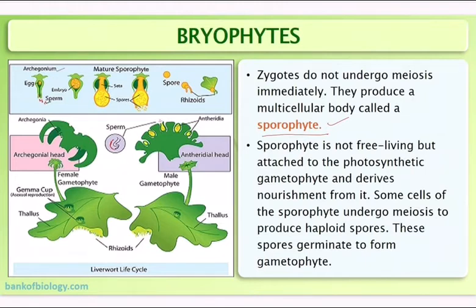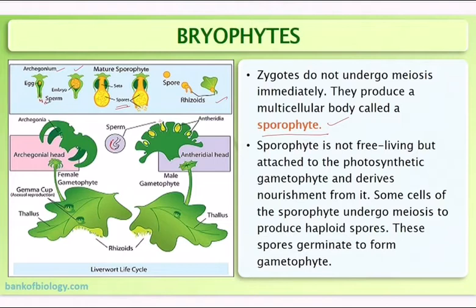Zygotes do not undergo meiosis. Immediately, they produce a multicellular body called sporophyte. That's why it's 2n. Here you can see the sperms reaching the egg of the archegonium. The zygote is formed, and the embryo forms from the zygote. The embryo starts developing. You can see the mature sporophyte being formed, and that produces spores. Each spore falls on the surface and starts growing rhizoids.